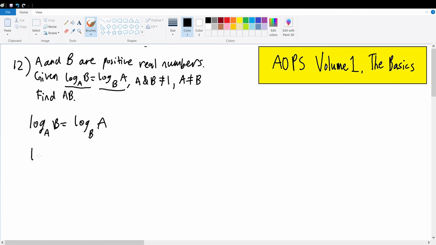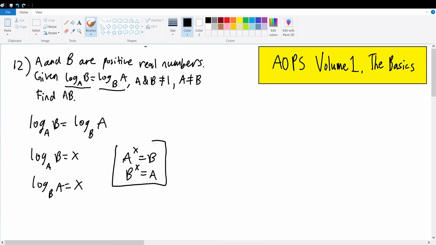So let us assume log base A of B to be equal to x, and log base B of A to be equal to y. And actually, let us not assume y, because we're already given that the two quantities are equal, so this will also be equal to x. So by definition, A to the x will be equal to B, and B to the x will be equal to A. And with these two expressions, how are we supposed to manipulate these two equations in order to find the product of A and B?